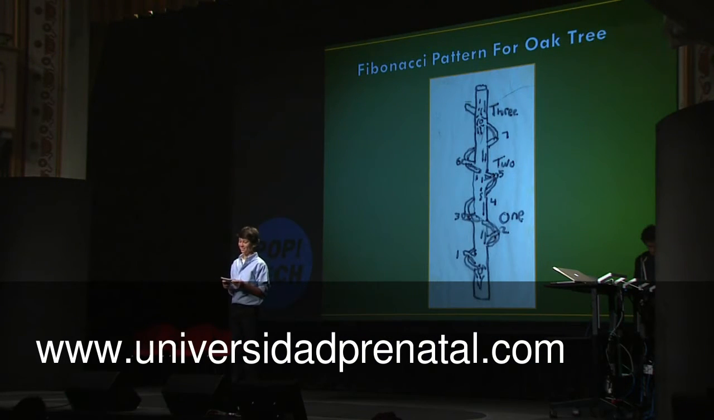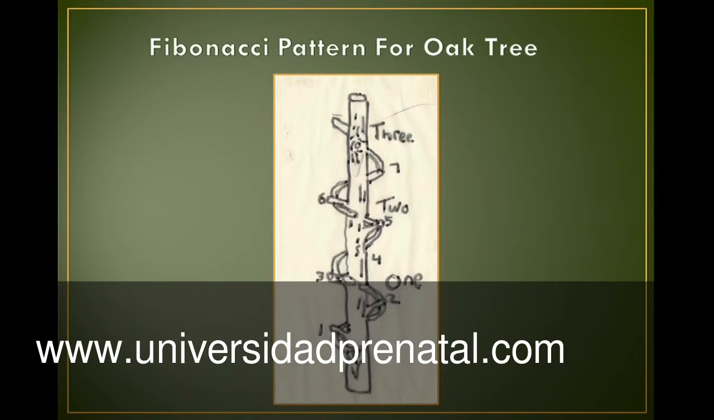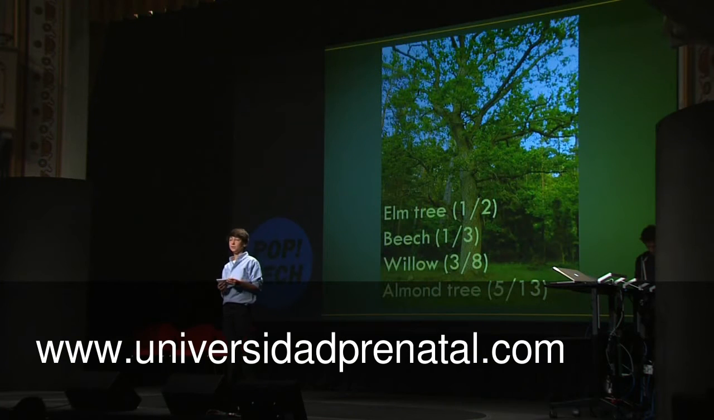The oak tree has a Fibonacci fraction of 2 to 5, which means that 5 branches spiral around the trunk 2 times to reach the same starting point on the trunk. Different types of trees have different types of patterns. For example, the elm tree, which is 1 to 2, the beech tree, which is 1 to 3, the willow tree, which is 3 to 8, and the almond tree, which is 5 to 13.